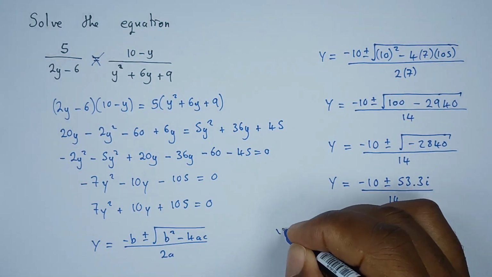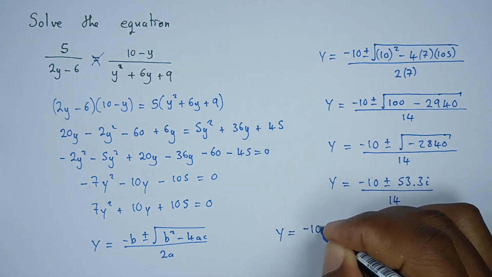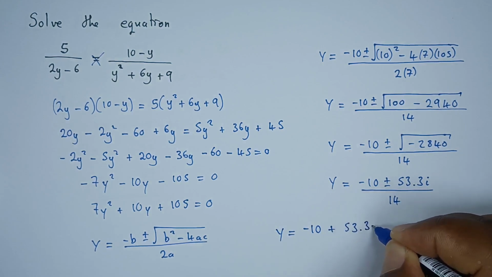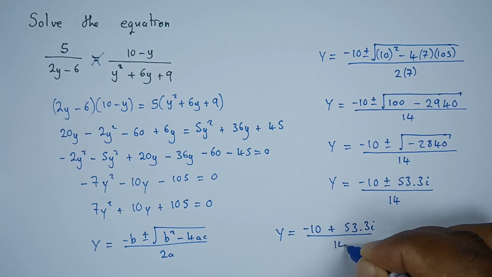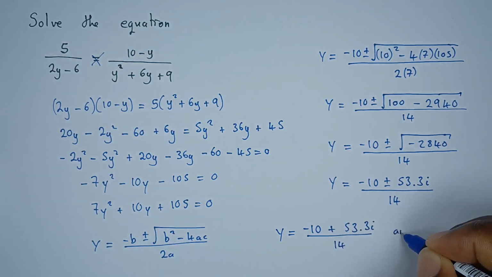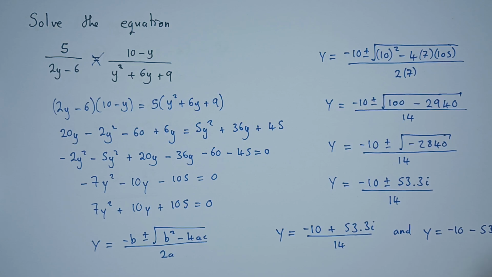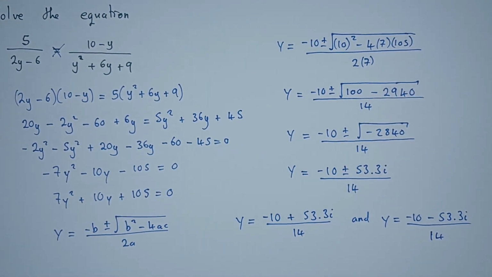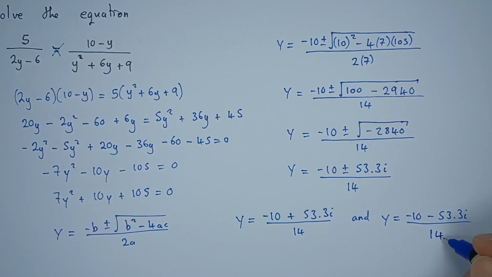So we can present our answers as, the first answer will be -10 plus 53.3i divided by 14. And the other answer will be y is equals to -10 minus 53.3i over 14, of which i is just coming from the group of imaginary numbers, and our final answer is in terms of complex number. So this is what we have.